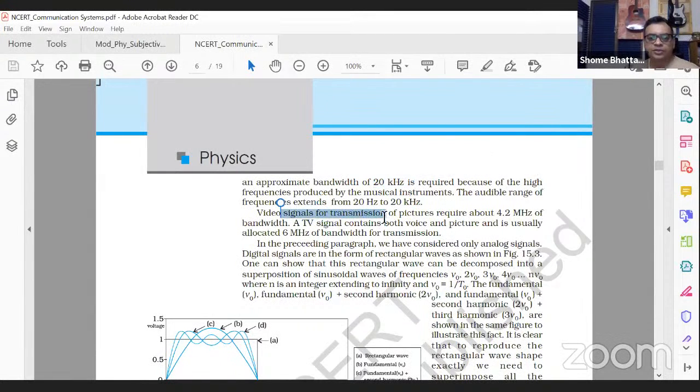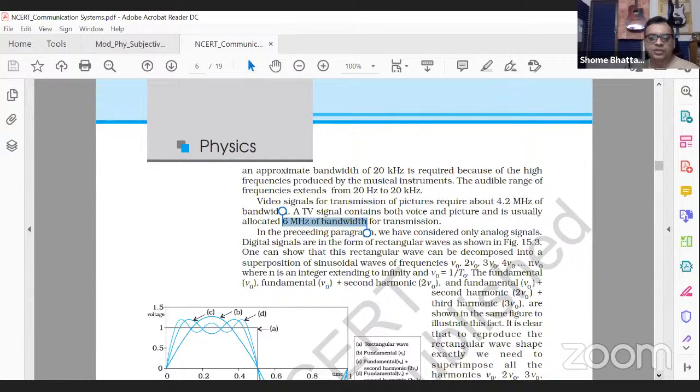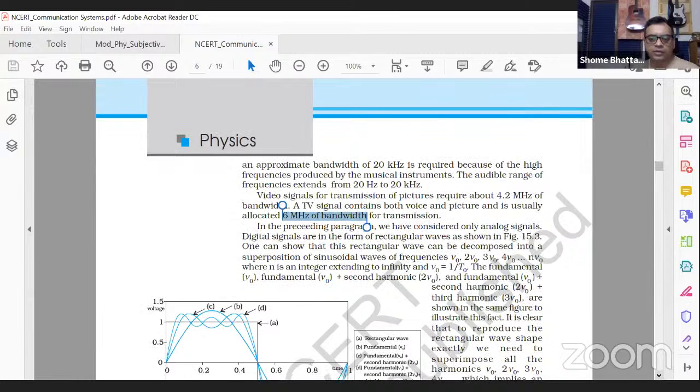Okay. For video signals, the transmission of pictures requires about 4.2 megahertz of bandwidth. Okay. And when you combine audio and video, you require about 6 megahertz of bandwidth for transmission. So these are some general things that you should know, typically more at your board level.